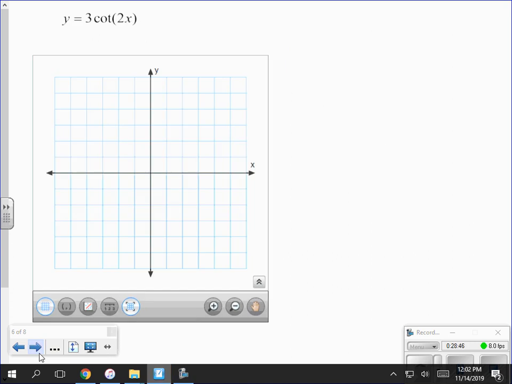Okay, cotangent. So the 3 in the front just means that it goes. Do I have a vertical shift? No. Do I have a phase shift? Okay. No, you do not want a phase shift with these. I do, however, have a period shift. The period is normally pi. The period on this one would be pi over 2.